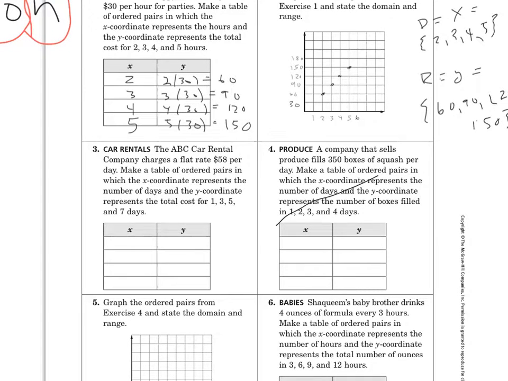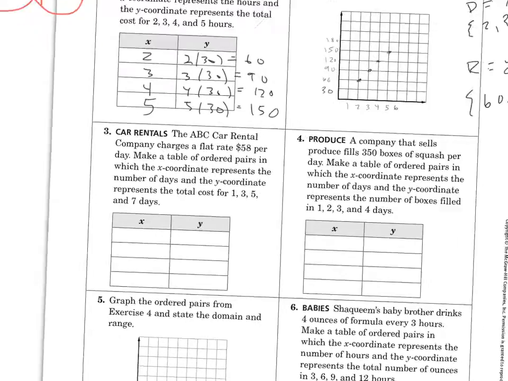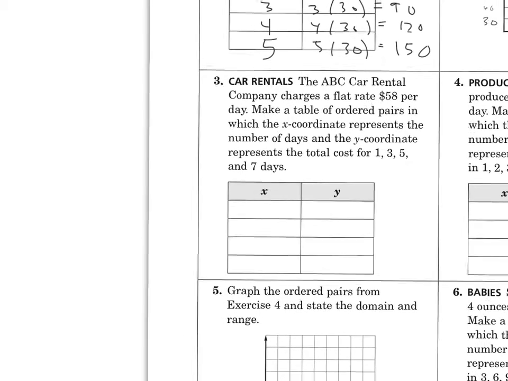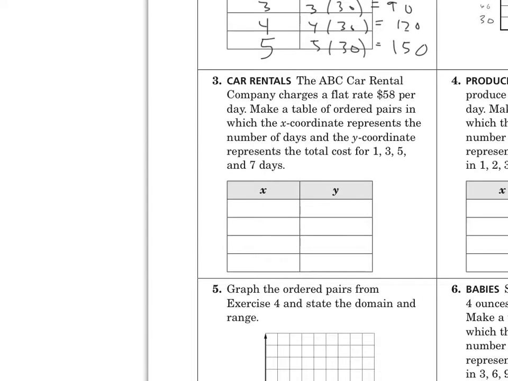Problem number 3. And let me erase that little mistake there. Problem number 3. What we want to do is we want to look at the ABC car rental company. It charges a flat rate of $58 per day. Make it so our cost is 58 per day.